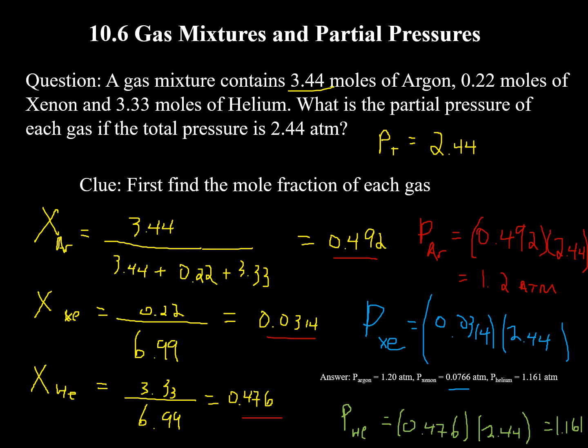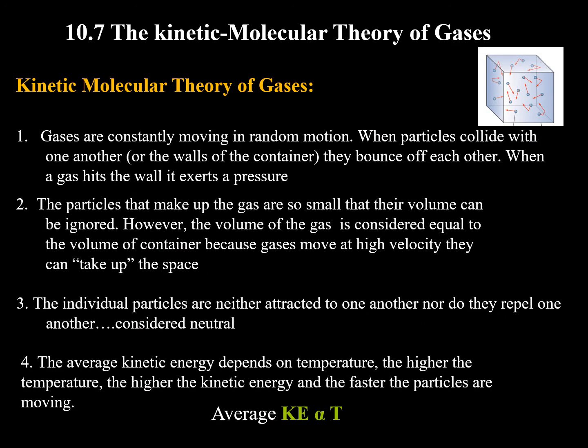So okay, the question was, what is the partial pressure of each gas? And here they are, and their respective values of 1.2 atm, 0.076 atm, and 1.16 atm. Last topic, the kinetic molecular theory of gases. So it assumes four things for the gases.